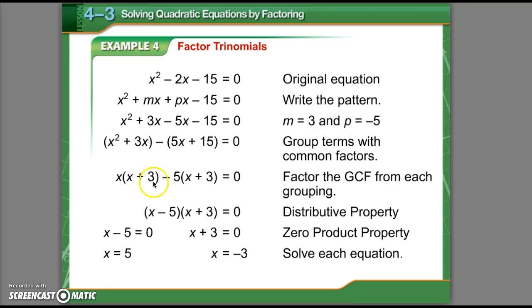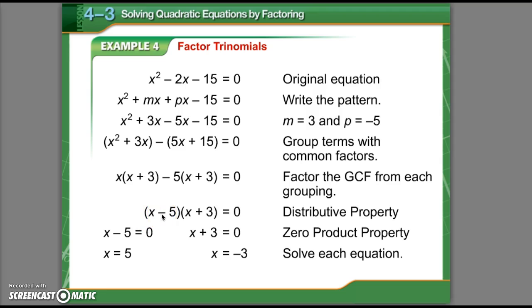Then if you look at this group right here, the x times x plus 3, and this other group, the negative 5 times x plus 3, you can see that each one of those has an x plus 3 in common. So we're going to take that out from each one. That goes here. Then the leftover stuff would be this x that's in front of the parentheses and the negative 5, which is in front of the second parentheses. And that gets its own set down here.